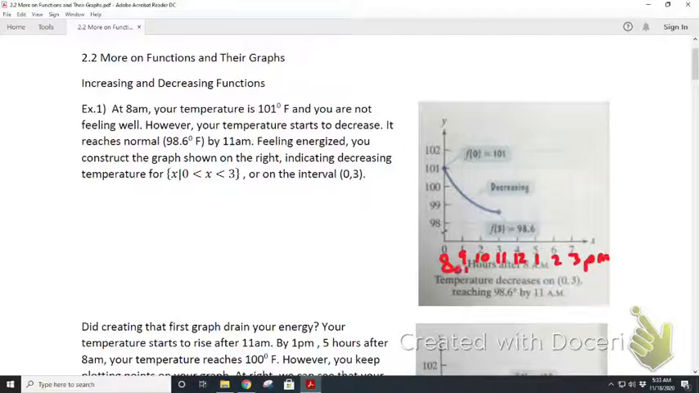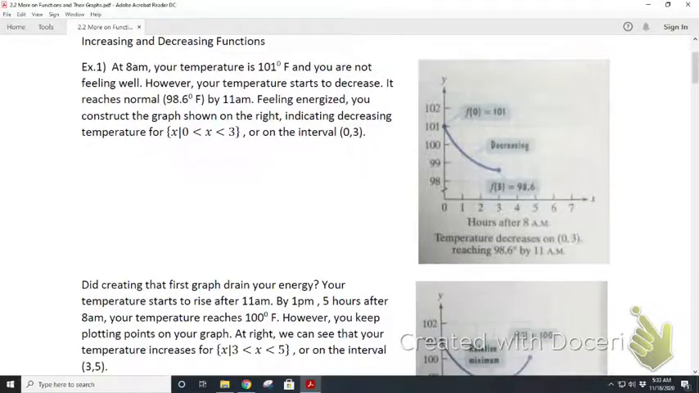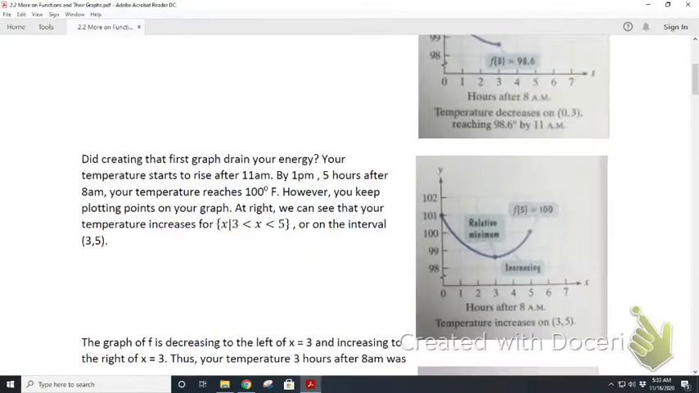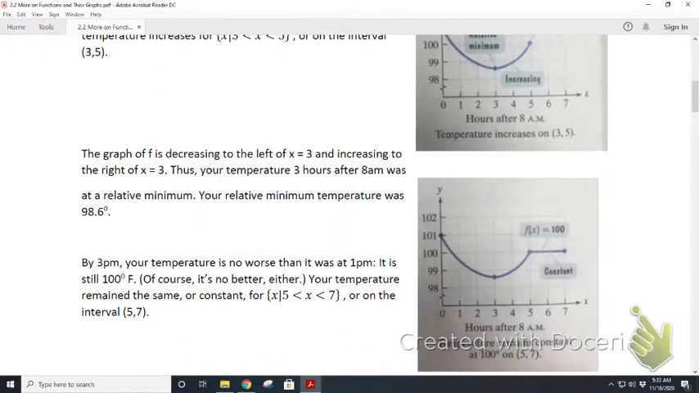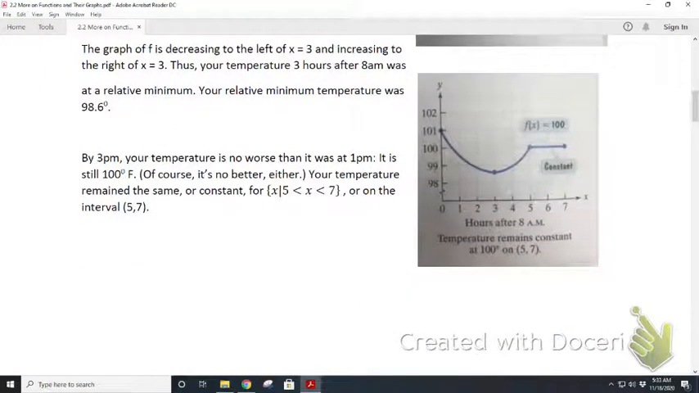And that's 8 a.m. So read through that paragraph right there and that'll make sense. It's just time since 8 o'clock and how the person's temperature fluctuated. So if you scroll all the way to the bottom, you see it went down, then it went up, and then it leveled off. So all we need to do is be able to talk about how it's increasing and decreasing. So let's ignore for a minute the 8 a.m. stuff, and let's just talk about that x-axis, because that's all that matters in terms of increasing, decreasing.